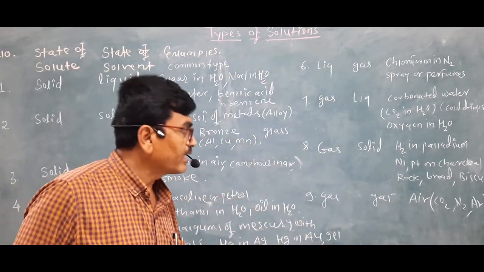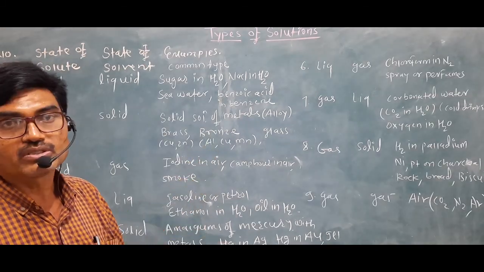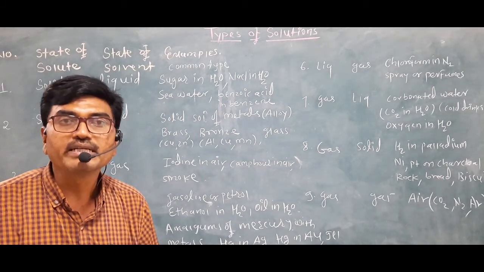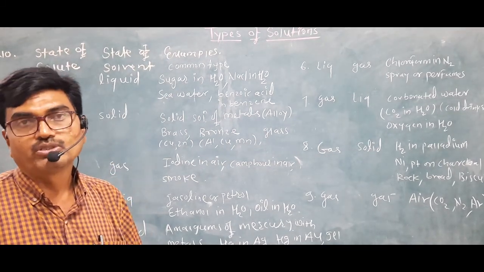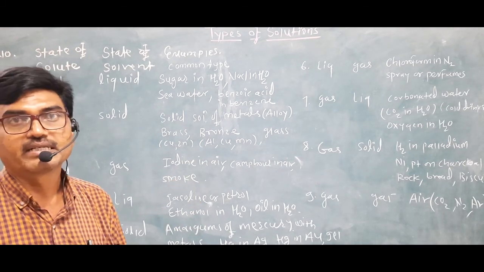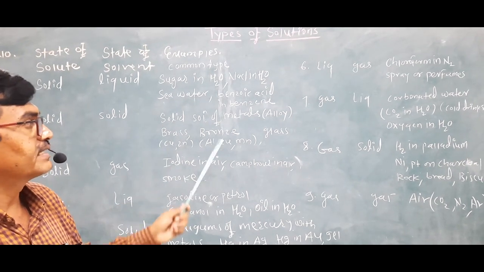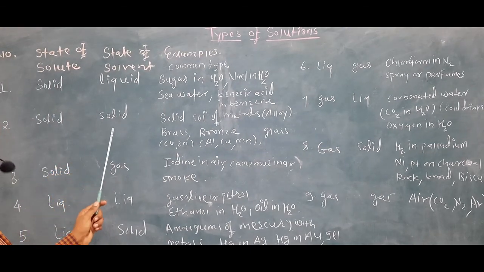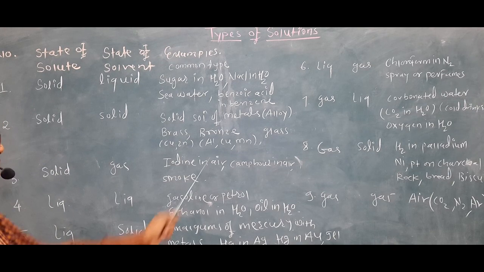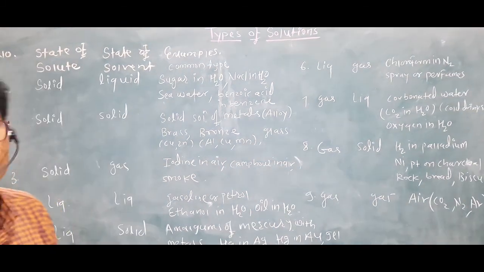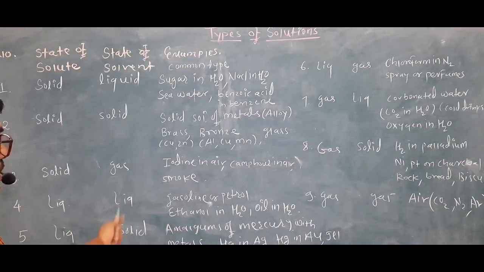So in this way, there are total 9 types of solutions which are based on the physical state of solute and solvent. So what we have studied in this video is solutions and the important types of solutions based on physical state. There may be a question in the examination, so we have to write these types of solution. Broadly they are classified as solid solutions, liquid solutions and gaseous solutions, the 3 main types, and overall a total of 9 types.